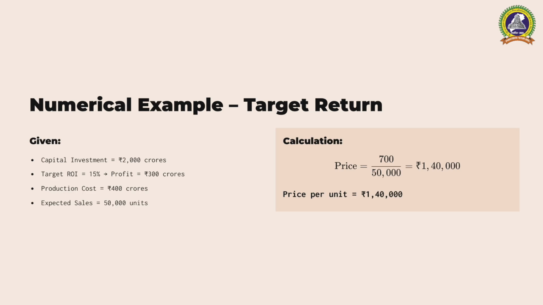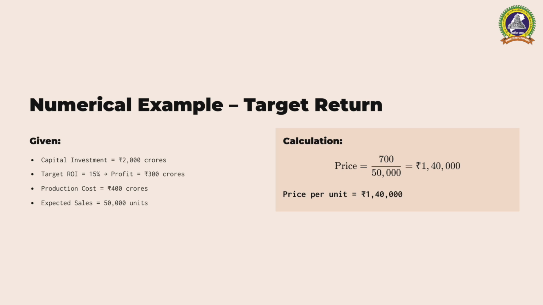Now, assume the production cost for 50,000 vehicles is rupees 400 crores. The total revenue required is the cost 400 plus the profit 300, which equals rupees 700 crores. To find the price of one car, we divide the required revenue, that is 700 crores, by the volume 50,000 units. The result is 1,40,000 per vehicle. This price is not set by what the customer wants, it is set by what the company's investors demand.